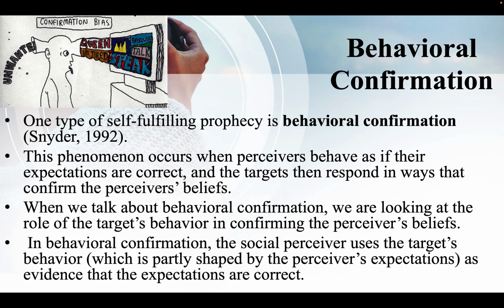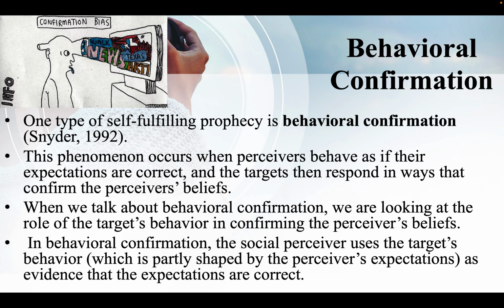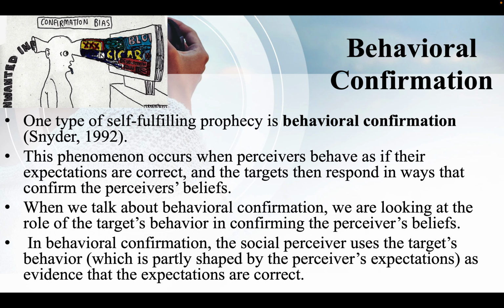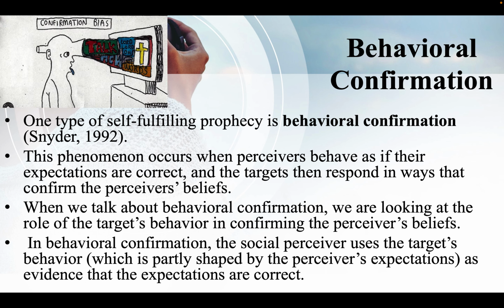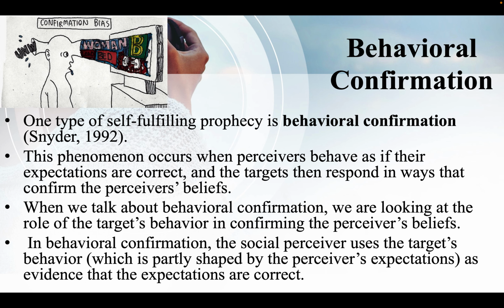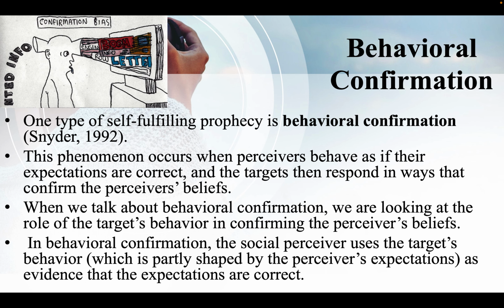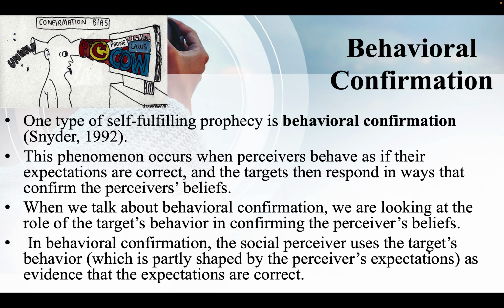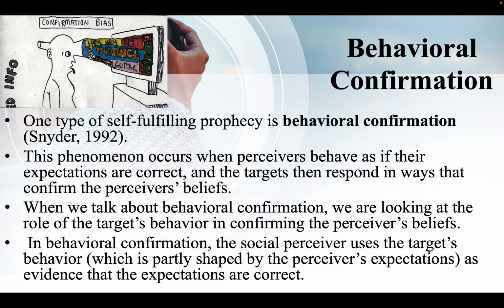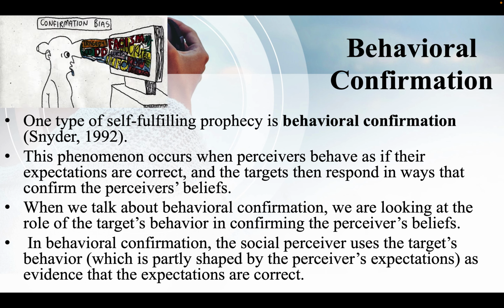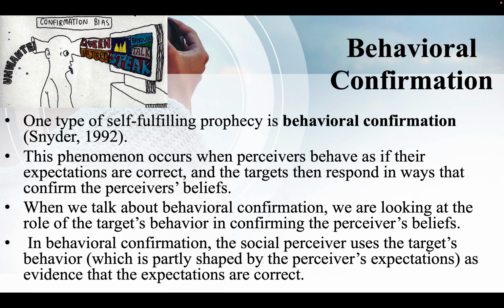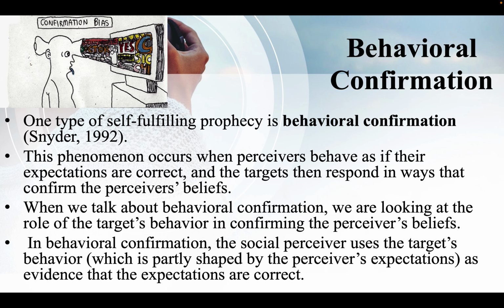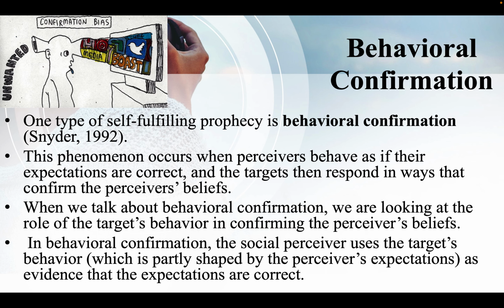One type of self-fulfilling prophecy is behavioral confirmation. This phenomenon occurs when perceivers behave as if their expectations are correct, and the targets then respond in ways that confirm the perceiver's beliefs. When we read about behavioral confirmation, we are looking at the role of the target's behavior in confirming the perceiver's beliefs. In behavioral confirmation, the social perceiver uses the target's behavior, which is partly shaped by the perceiver's expectations, as evidence that the expectations are correct.